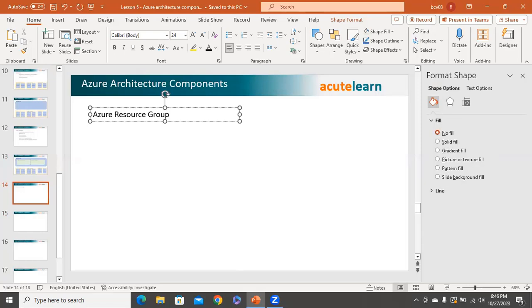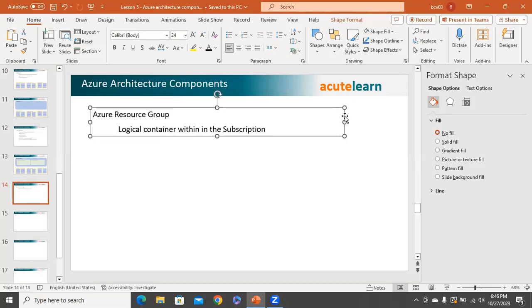Now, an Azure resource group is a logical container within the subscription. The resource group cannot exist without a subscription. It is a part of the subscription, or within the subscription.